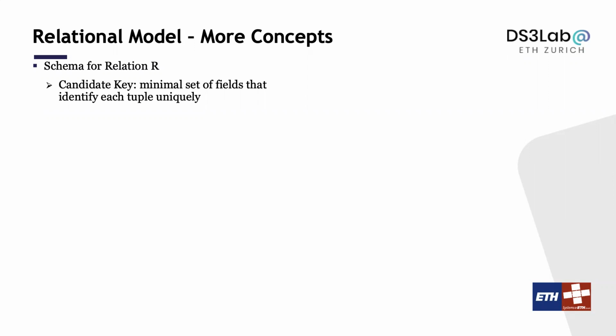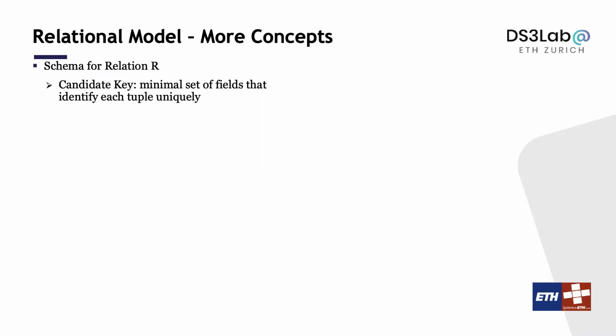So we first have the concept of candidate key. A candidate key of a relation is a minimal set of fields that identify each tuple uniquely, okay? Which means that if you give me a relation with maybe n different attributes, if I know the value of a subset of the attributes, I can uniquely identify a tuple. If this is true, we call that subset a candidate key.